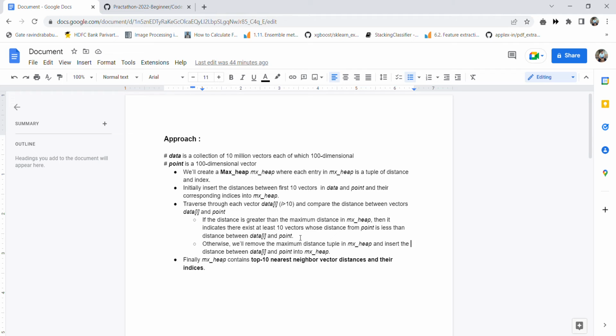Otherwise, if the distance is less than the maximum distance found in the max heap, then we remove the entry with the maximum distance value from the max heap, and insert the distance we have calculated between the ith vector and the point, along with the corresponding index, into the max heap. We follow the same procedure for the rest of the vectors in the data. So finally we'll end up with a max heap consisting of the top 10 nearest neighbor vectors and their corresponding indices.